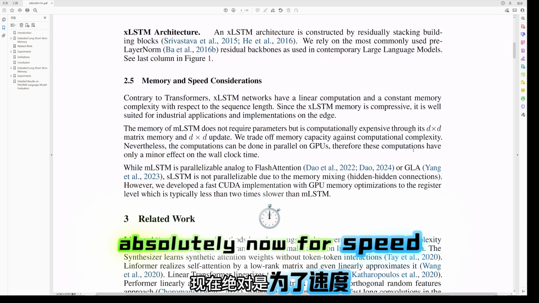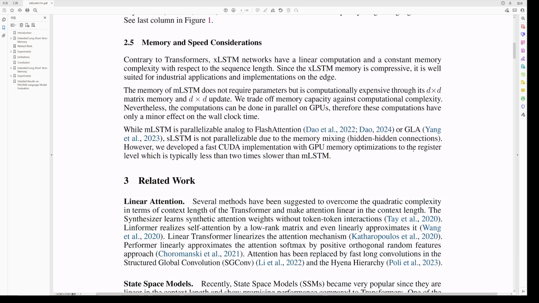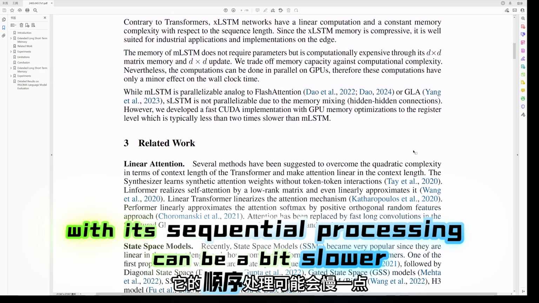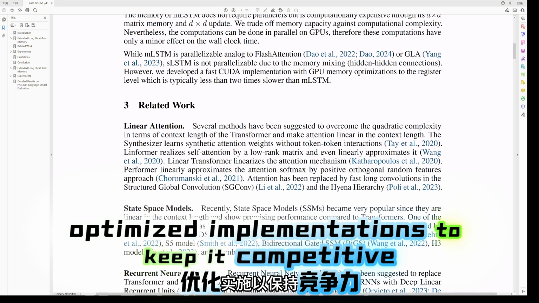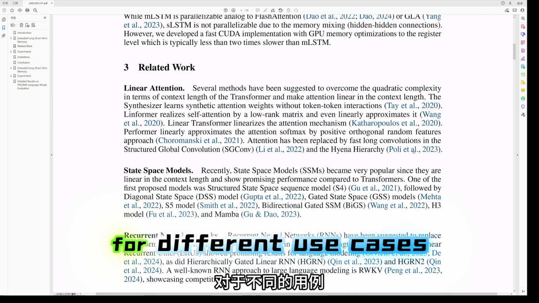Absolutely. Now, for speed, mLSTM generally has the edge because of its parallel nature, even though it uses a larger matrix memory. sLSTM, with its sequential processing, can be a bit slower, but they've developed optimized implementations to keep it competitive. So they put a lot of effort into optimizing both versions for different use cases.